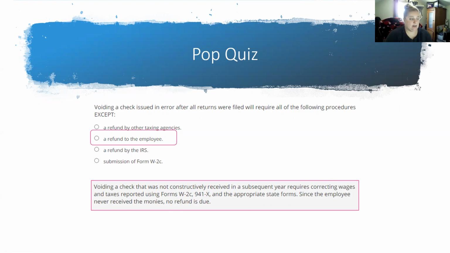It is B. Voiding a check that was not constructively received in a subsequent year requires correcting wages and taxes reported using Forms W-2C, 941X, and the appropriate state forms. Since the employee never received the money, no refund is due to the employee. Good job.